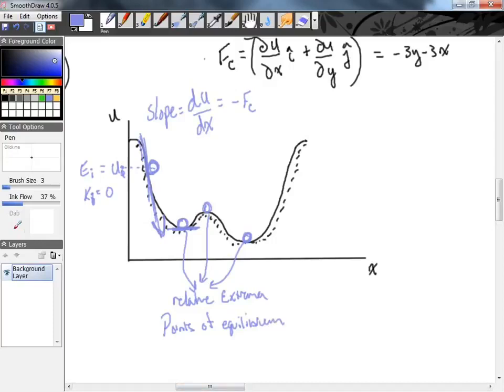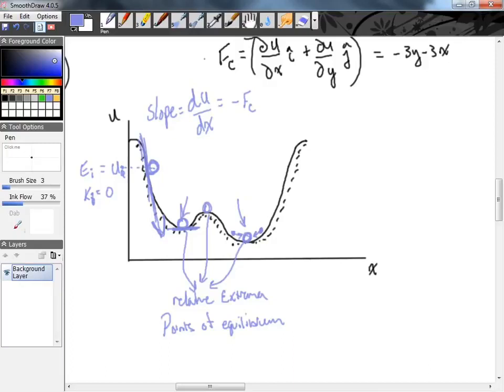Now, to this guy right here, and this guy right here, if I push him up the hill a little bit and I let him go, where's he going to go? He's going to roll back, right? Same thing with this guy right here. If I push him up the hill a little bit, he's going to roll back.